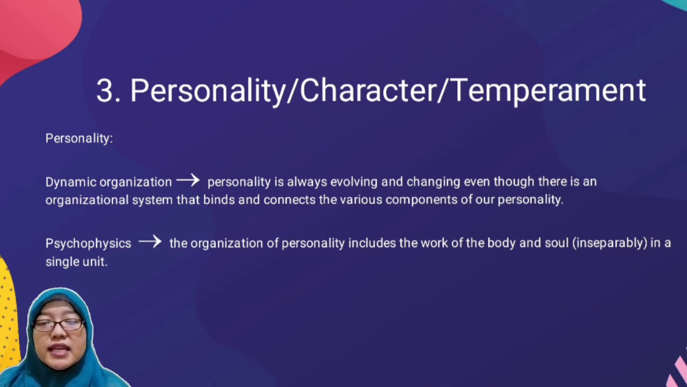Now, personality, character, and temperament. Okay, for the personality, there are two things that consist of it: dynamic organization and psychophysics. Dynamic organization means personality is always evolving and changing, even though there is an organizational system that binds and connects the various components of our personality. How about psychophysics? Psychophysics is the organization of personality, which includes the work of the body and soul, inseparably in a single unit.